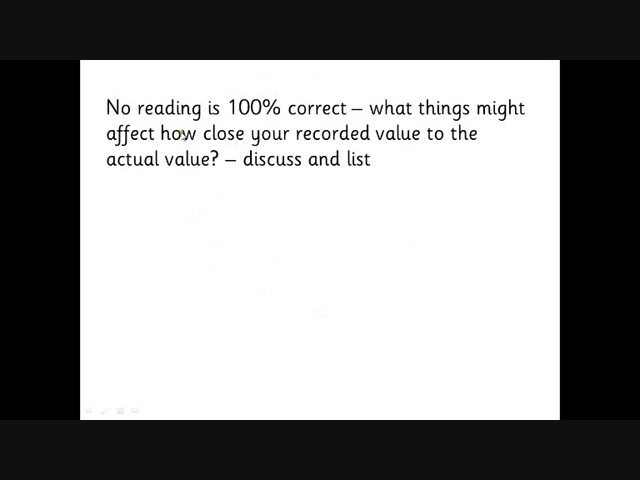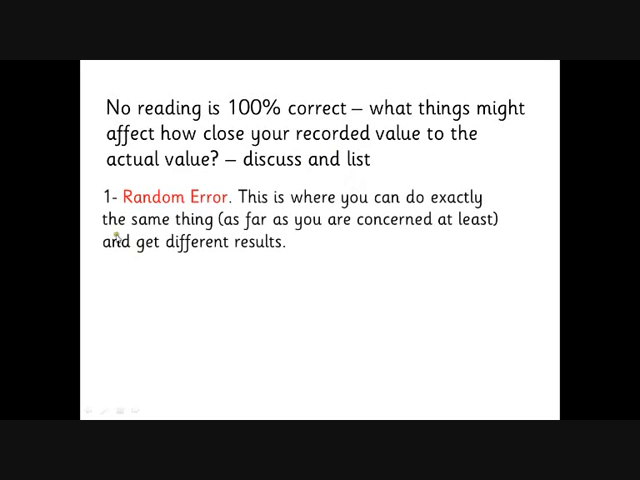Okay, so what is uncertainty? Well, no reading is 100% correct. Right, there's always likely to be a difference between the value you've written down and the actual value. So what have we got? Well, we've got random errors. Okay, so this is a key term here, random error.